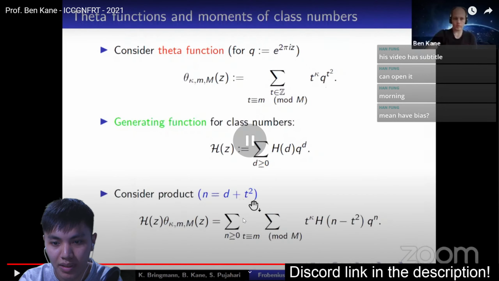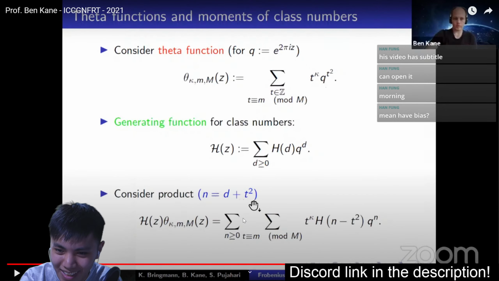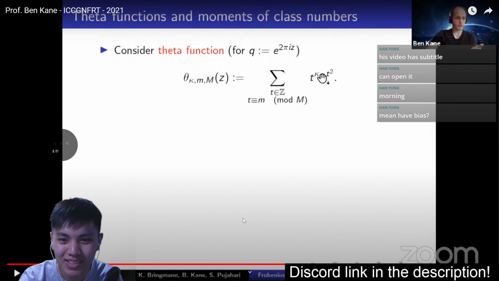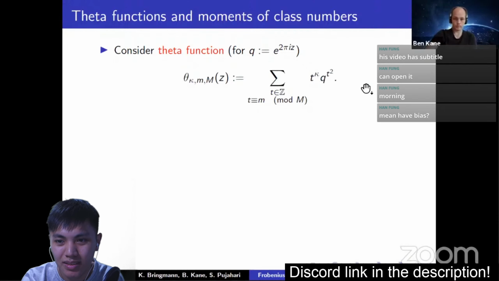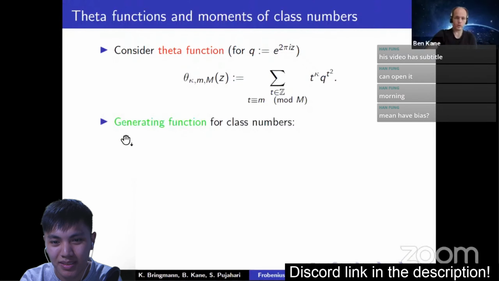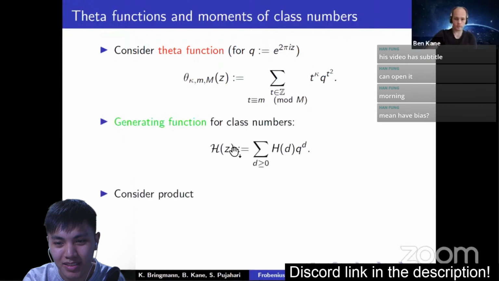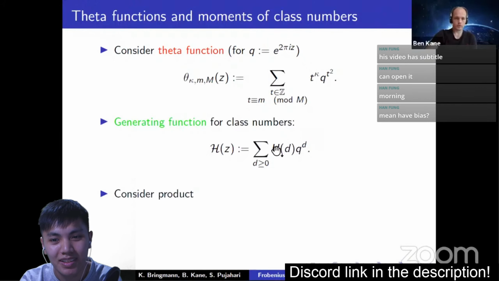N equals d. We take the kappath moment, q to the t squared. And then we take the generating function for the class numbers, and we take their product.